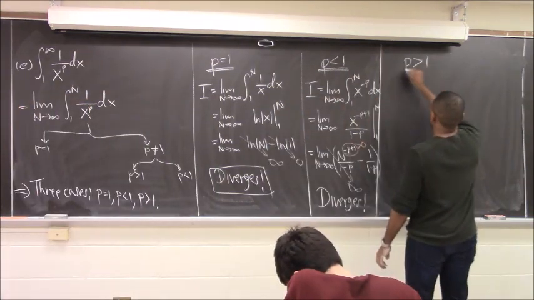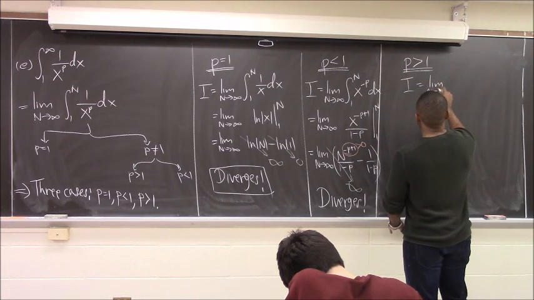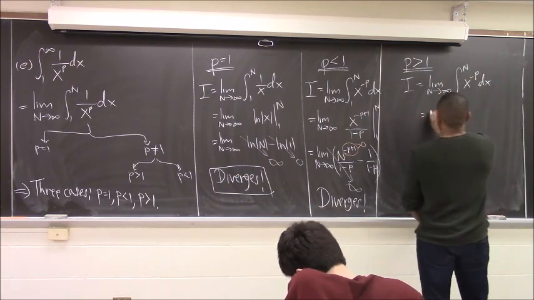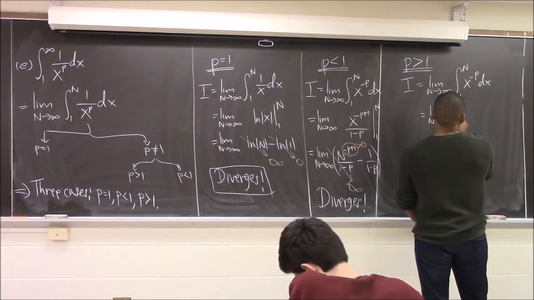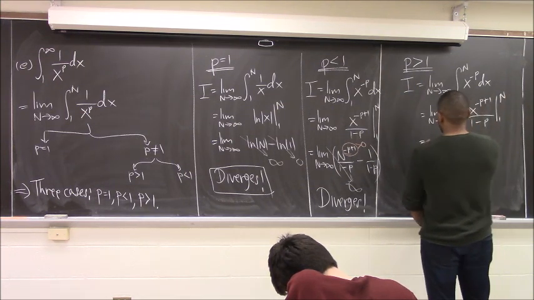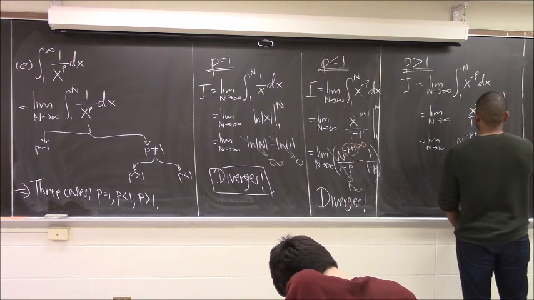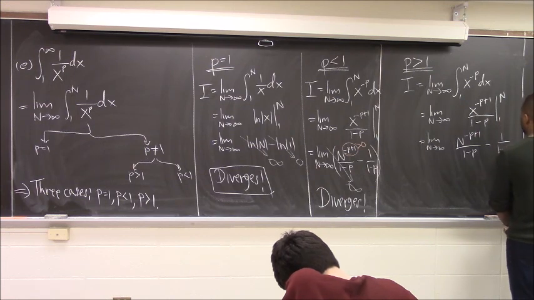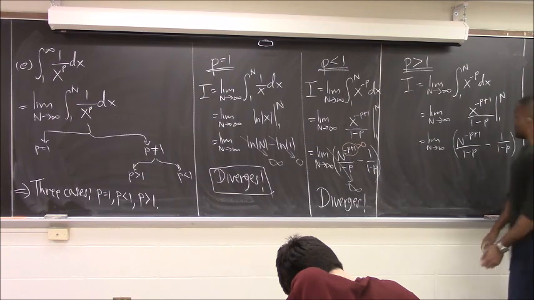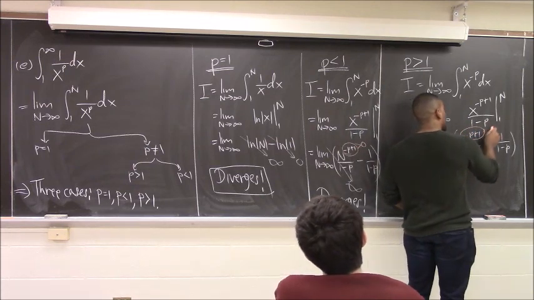What if p is greater than 1? Then the integral looks like this. Apply the power rule, get that. Apply the fundamental theorem of calculus, get this. Now, if your p is larger than 1, this guy is now negative.